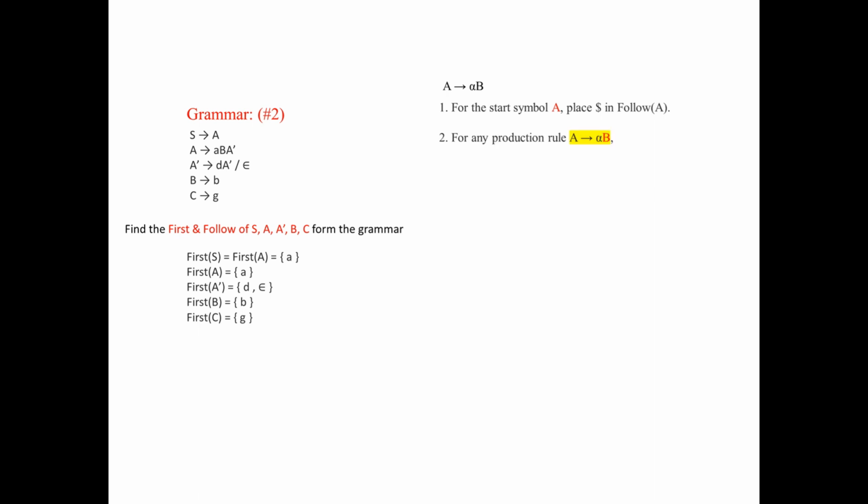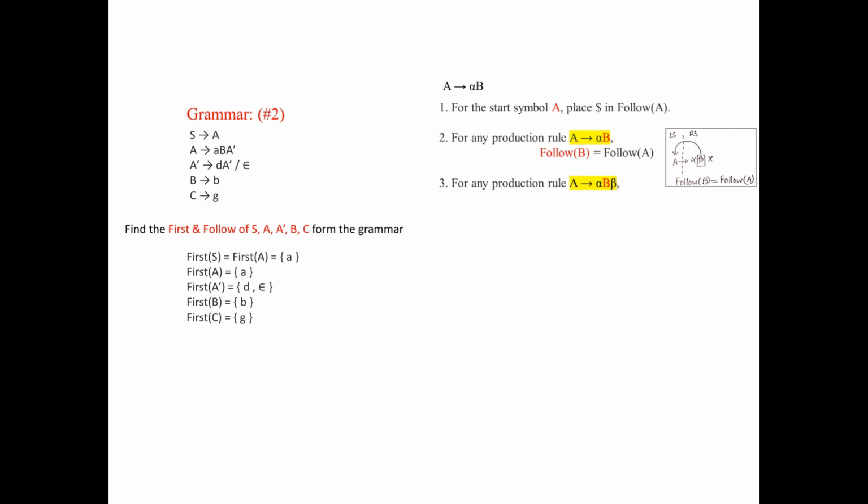To determine follow of B, another non-terminal, notice a fact. There is no other symbol to the right of B which follows B. Rule number 2: to get B's follow, we have to determine A's follow, which is the left side of the derivation. That is, follow of B equals follow of A. The result will be a $ sign.